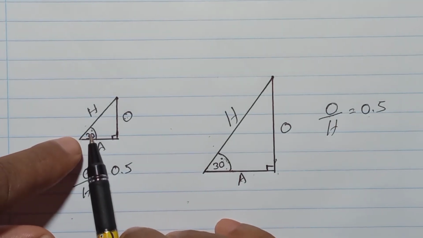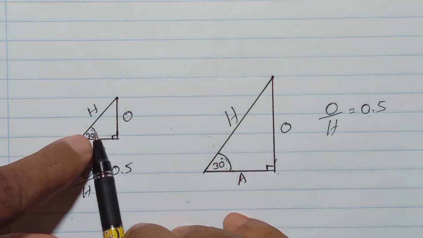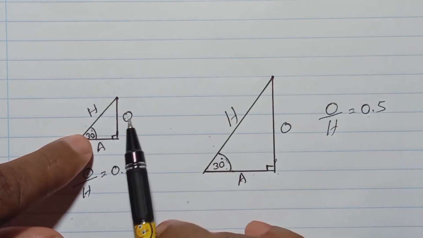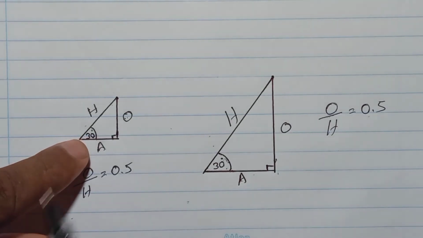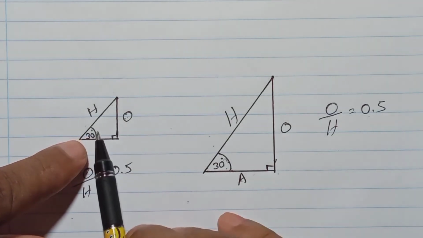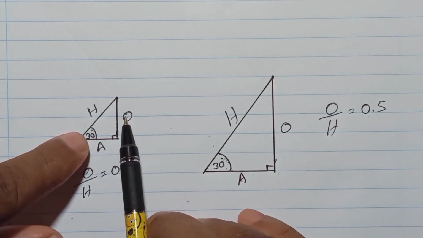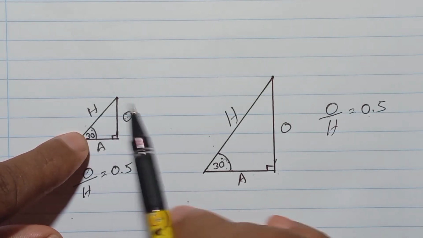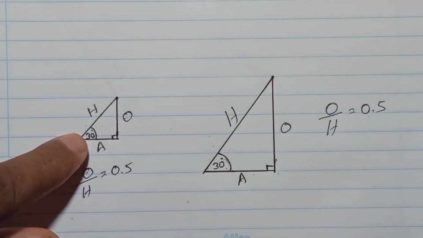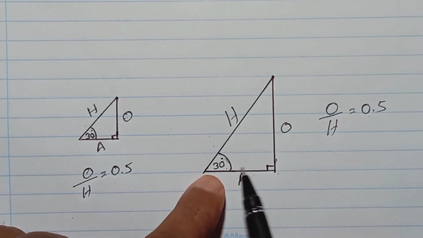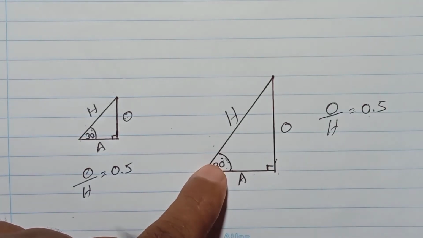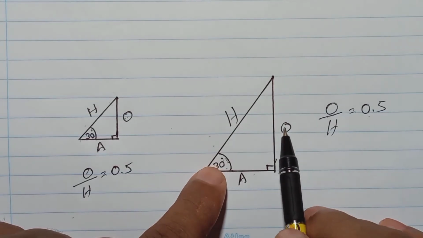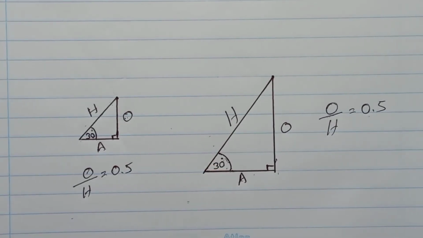For example, think here 60, here also 60. Then again the same value. It is different, not 0.5, something else like 0.866. If it is 60 here, opposite divided by hypotenuse, you will get that answer, 0.866. Here also, if it is 60, even if it is much bigger, it doesn't matter, opposite divided by hypotenuse, you will get the same answer.